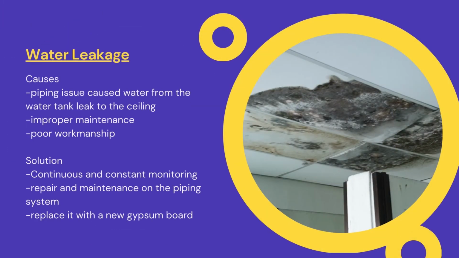Water leakage. As I mentioned, there are a lot of building defects that will cause water leakage, and normally water leakage happens because of piping issues, improper maintenance, and poor workmanship. Water leakage encourages the growth of fungus and allows the corruption and decay of building fabric, and it also damages the equipment. To solve this problem, continuous and constant monitoring and maintenance is needed, repair and maintenance of the piping, and repair of the gypsum board.